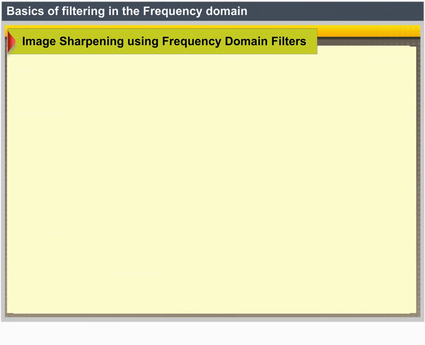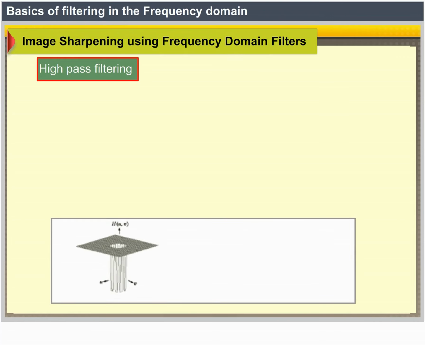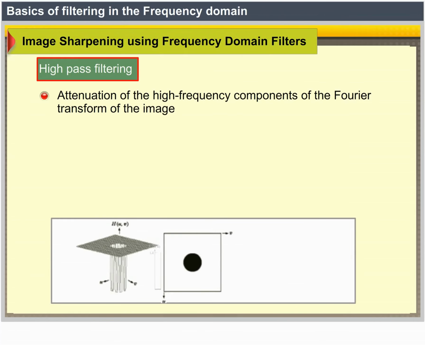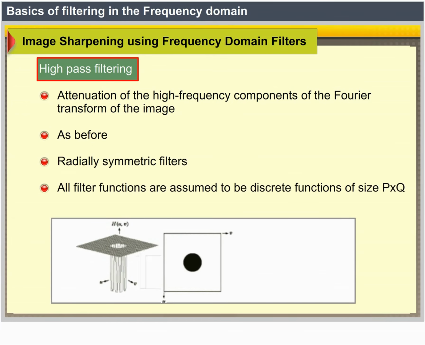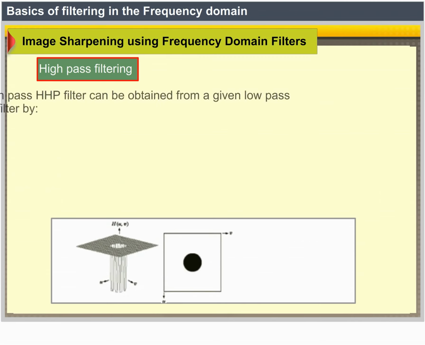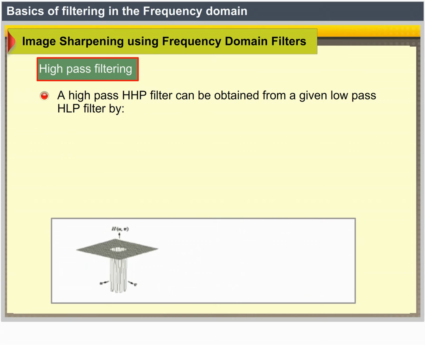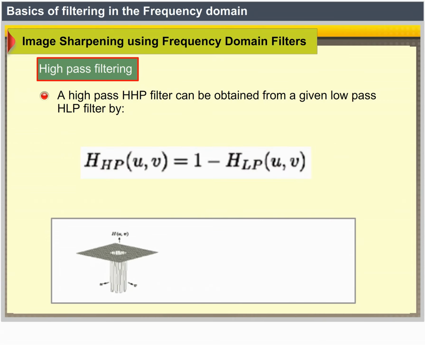Image sharpening using frequency domain filters. High-pass filtering: attenuation of the high-frequency components of the Fourier transform of the image. As before, radially symmetric filters; all filter functions are assumed to be discrete functions of size P x Q. A high-pass filter H_HP can be obtained from a given low-pass filter H_LP by the equation shown.